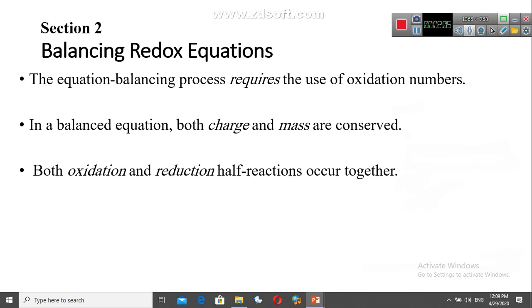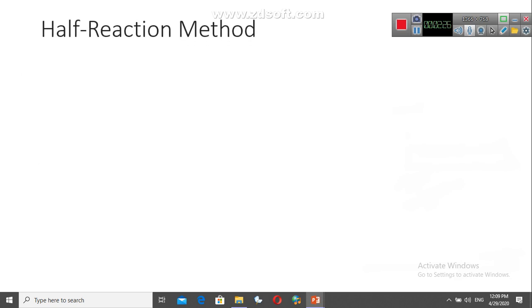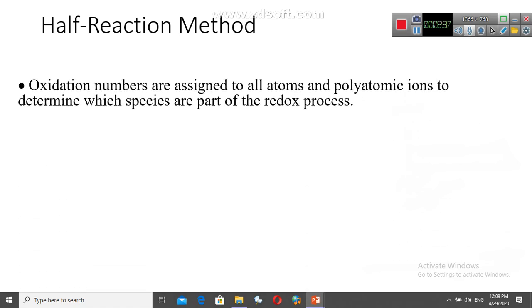In the half reactions, charge and mass are conserved. In each step, the charge and mass must be conserved. For balancing, we have the half reaction method. The half reaction method, or electron method, for balancing redox equations consists of 7 steps.